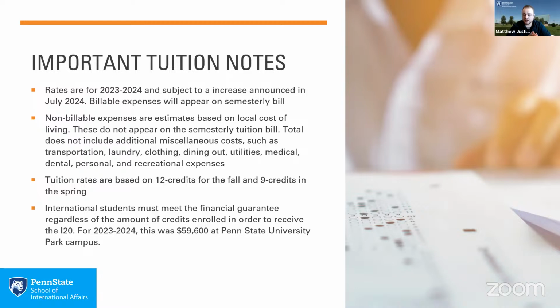International students, this is extremely important. Regardless of the amount of credits that you're enrolled in, you will need to provide a financial guarantee in order to receive the I-20. The I-20 is absolutely vital for your visa interview. Without the I-20, you can't sit for a visa interview. For 2023, the financial guarantee was about $59,600 at the University Park campus.